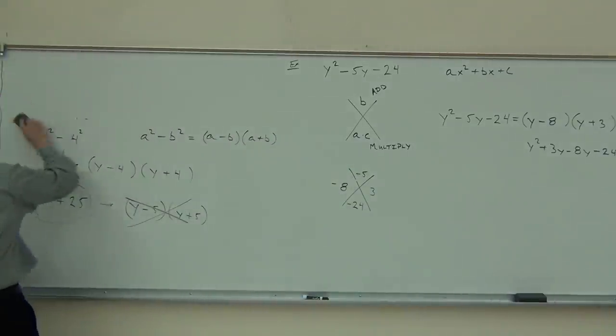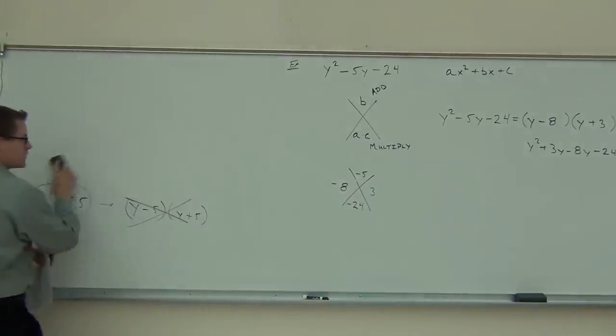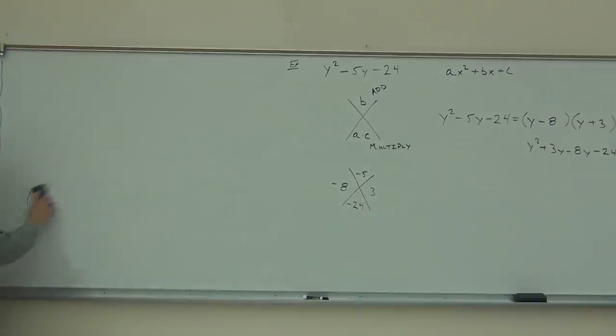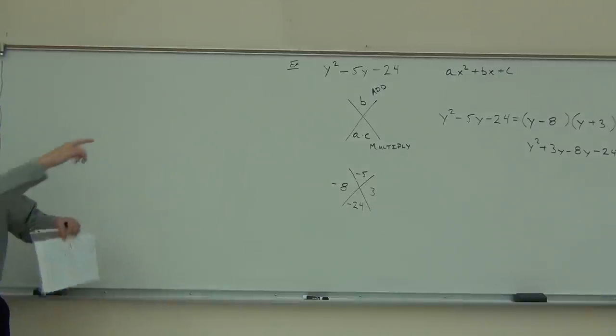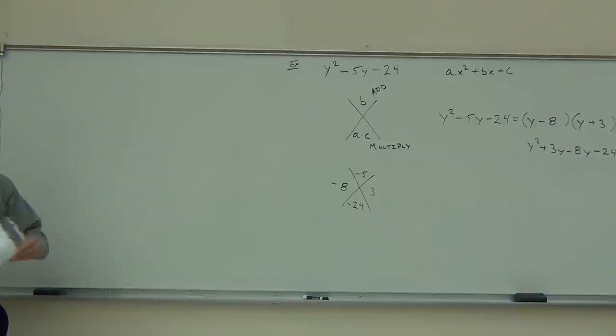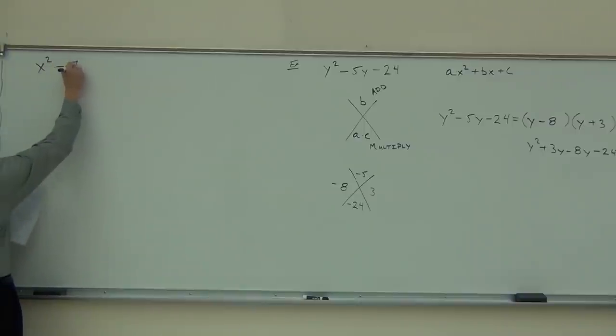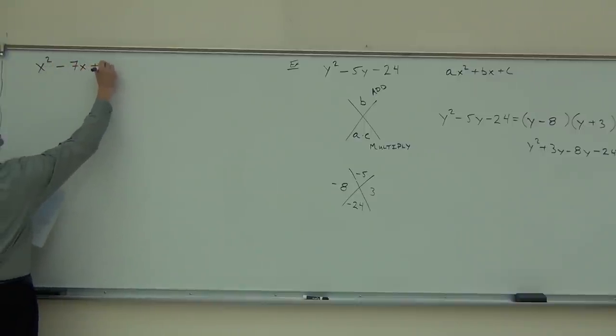Okay, but as we're doing this one, I'll be walking around the room. If you need help, let me know, because this is really important things that you need to know how to do. If you're struggling on this factoring that we've already done, I'll try to help you out with that, okay? So why don't you give this one a try? We'll do x squared minus 7x plus 12.